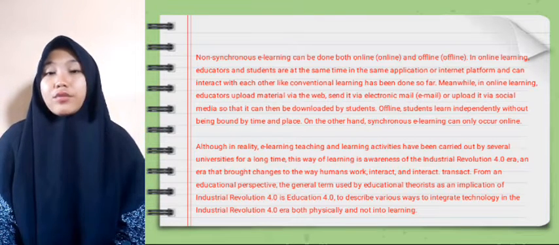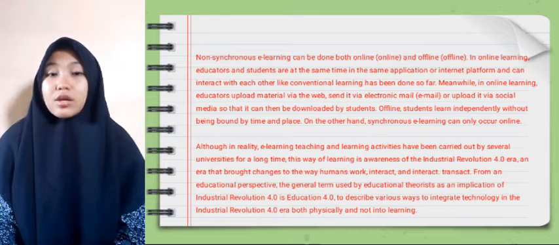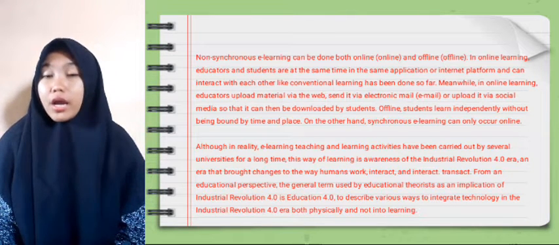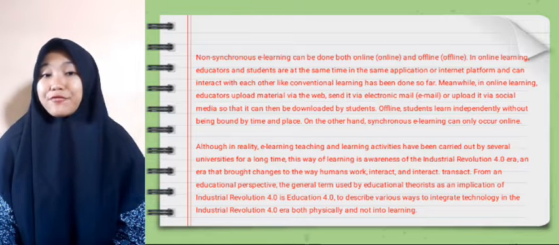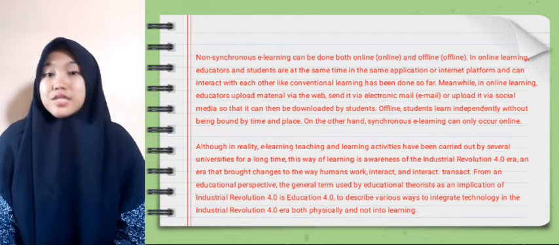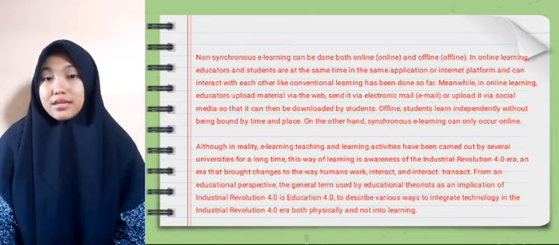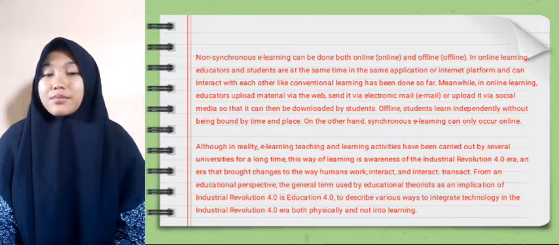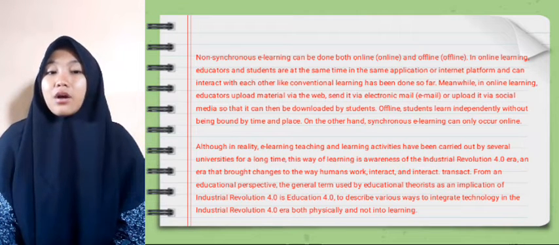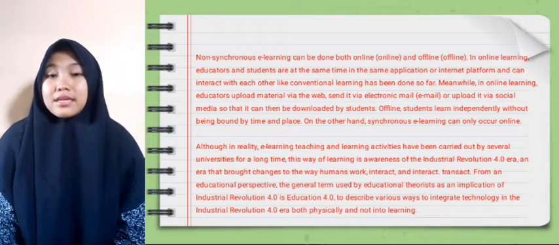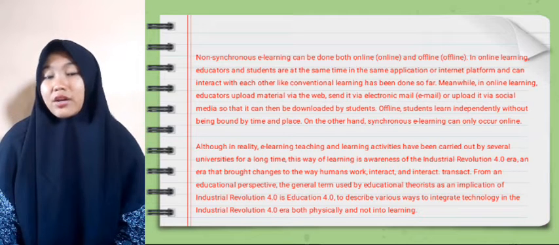Meanwhile, in offline learning, educators upload material via the web, send it via electronic mail, or upload it via social media, so that it can then be downloaded by students. Offline, students learn independently without being bound by time and place. On the other hand, synchronous e-learning can only occur online.